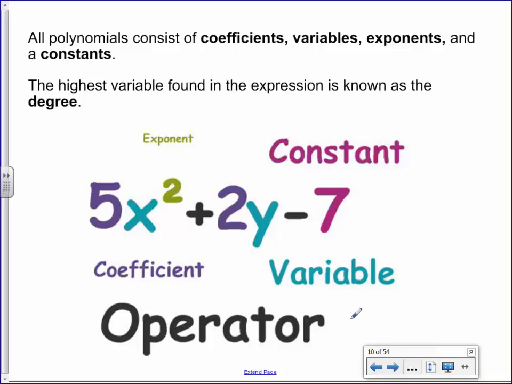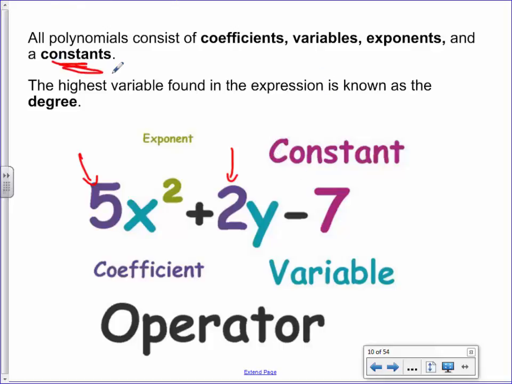So here's an expression. Where are the coefficients? I would say that this and this is a coefficient. A number in front of a variable is known as a coefficient. Okay. If you have 1x squared, the coefficient is 1. 2x squared, the coefficient is 2.